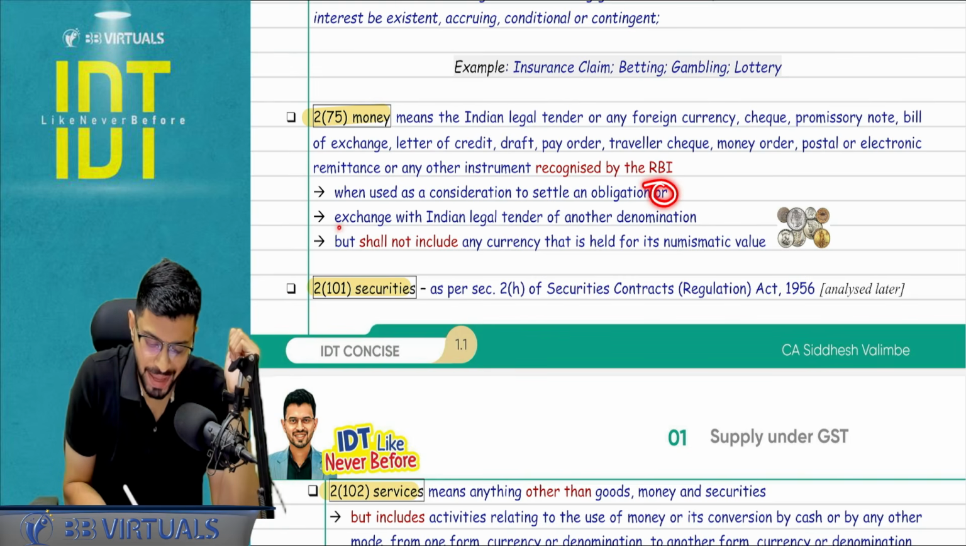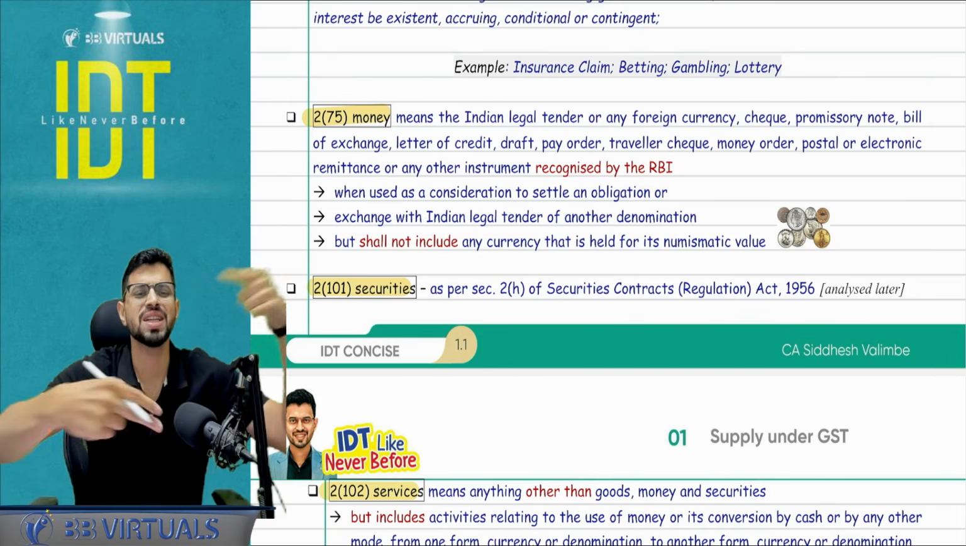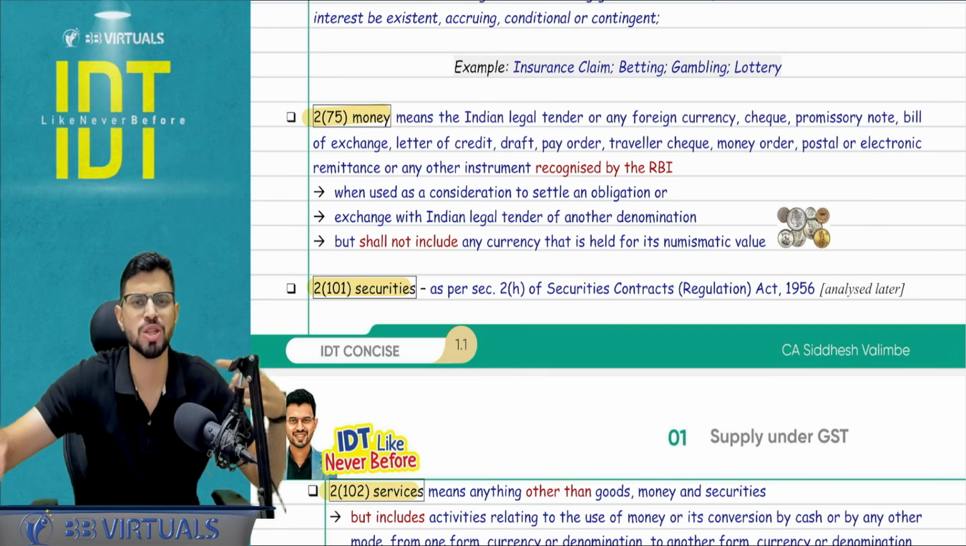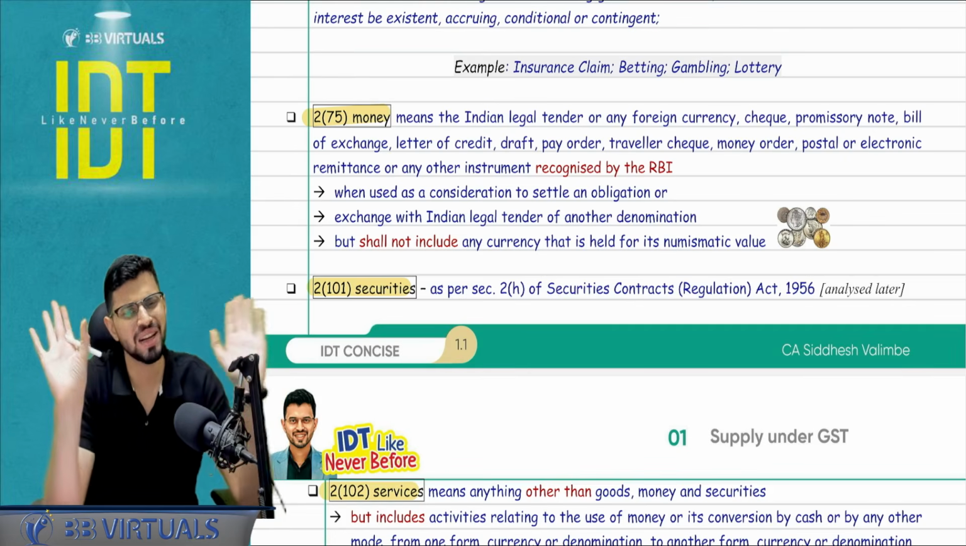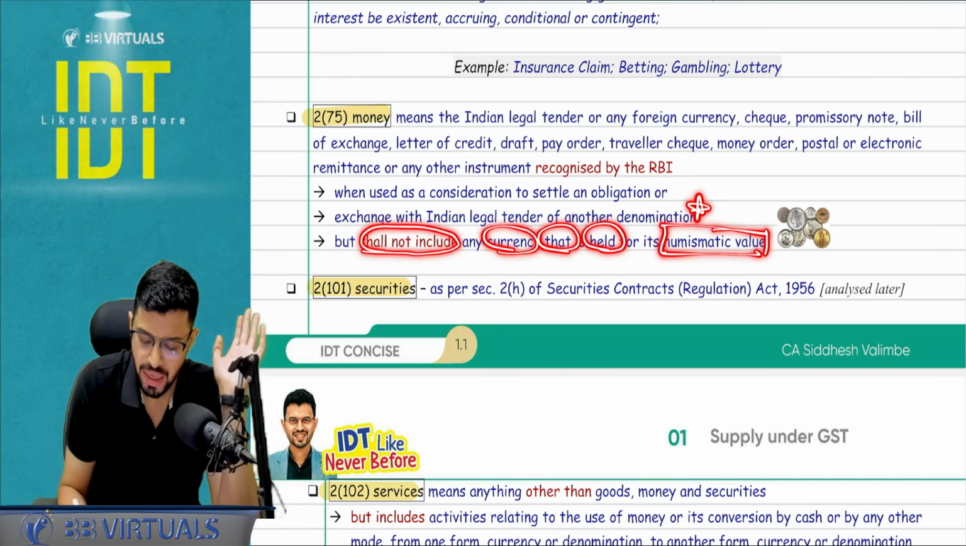Or exchange with Indian legal tender of another denomination. So maybe you are just changing the denomination, you are changing the currency. That is fine. You're changing the denomination, foreign to INR, INR to foreign. It's okay. But it shall not include any currency that is held for numismatic value.